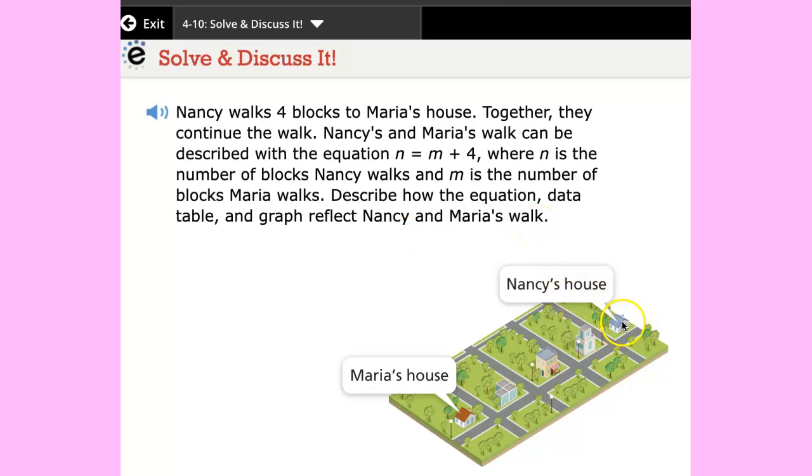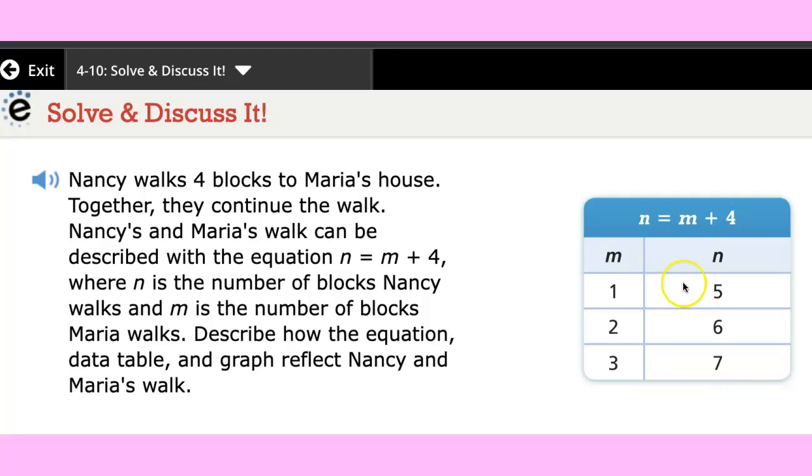So this is where Nancy's house is and this is where Maria's house is. So you're going to describe that. If you look at it, this is the table that will describe the relationship. So you have n equals m plus 4. If Maria walks 1 block, Nancy will go 5. And if Maria does 2, then Nancy will make it 6 blocks. And so on and so forth.